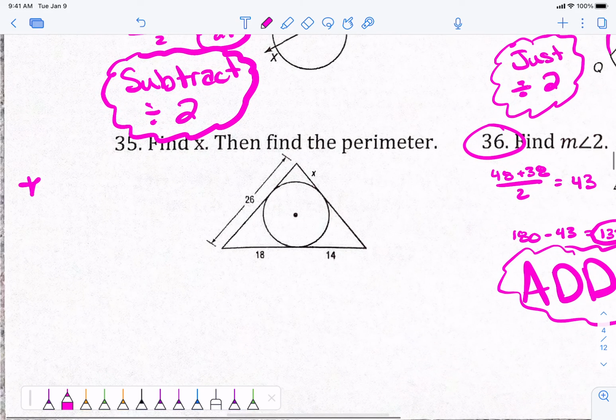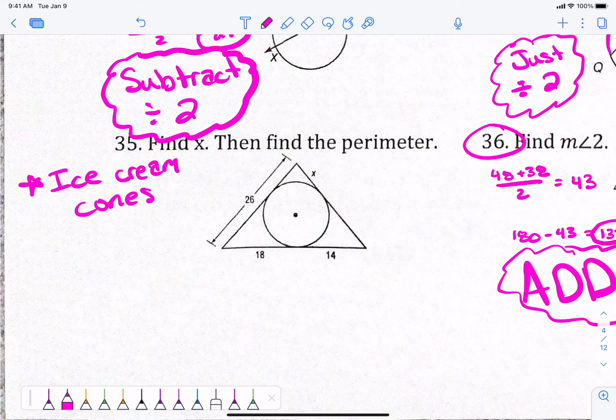Are these ice cream cones? Yeah, these are ice cream cones. So if you're looking at ice cream cones, this is 14, this is also 14. There's an ice cream cone. 26 minus X equals 18. 18 and 18. That means if this is 26, this has to be 8, and this has to be 8. So X is 8.